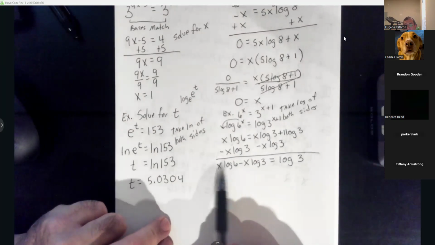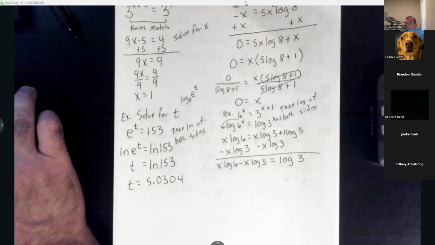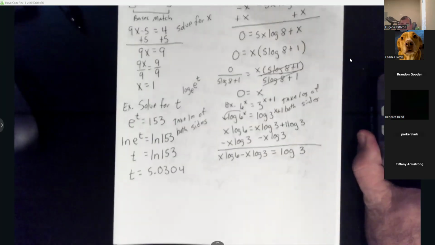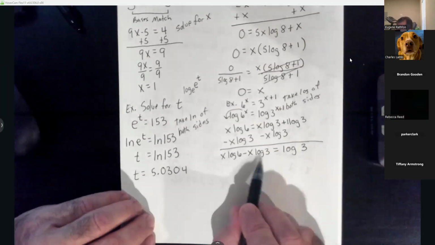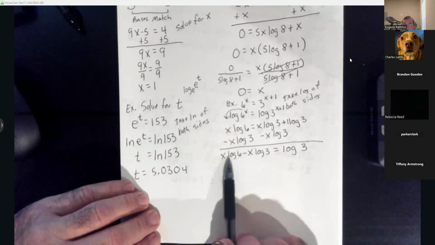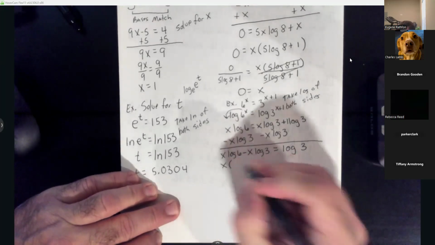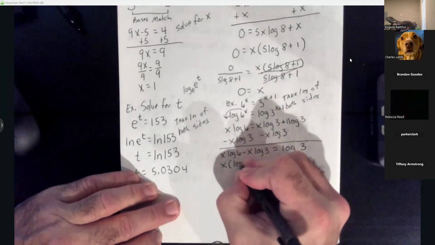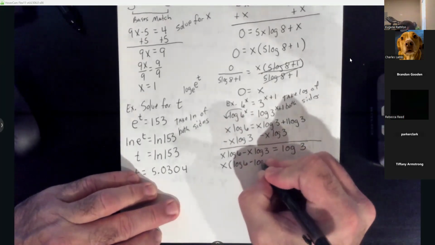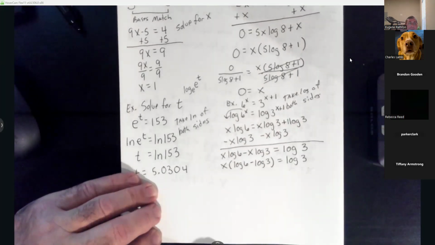Okay, so let's think about this. We got the x in both of these terms. We want to turn those two x's into one x. So y'all, what we're going to do again, we're going to factor out the x like a greatest common factor, like we did up here. Remember, anytime you got the x in two spots, you got to factor it out like a GCF. So that'll give me x times log 6 minus, if you take this x out, all that's left is log 3. And that's going to equal the right side, which is a log 3.